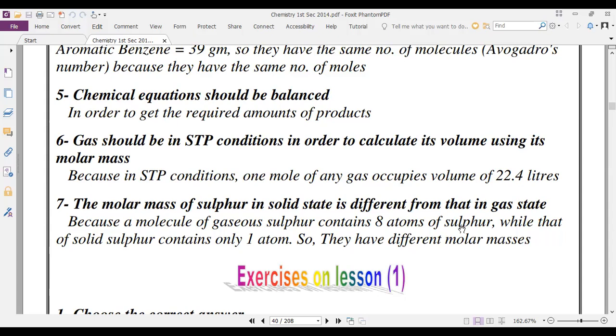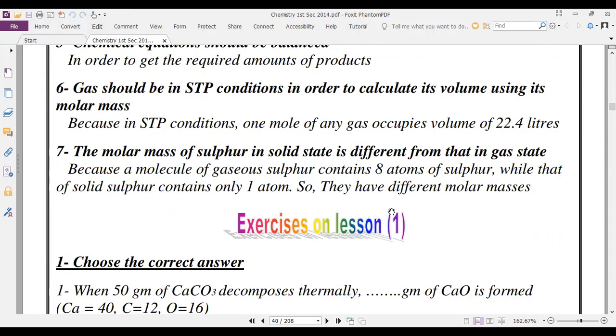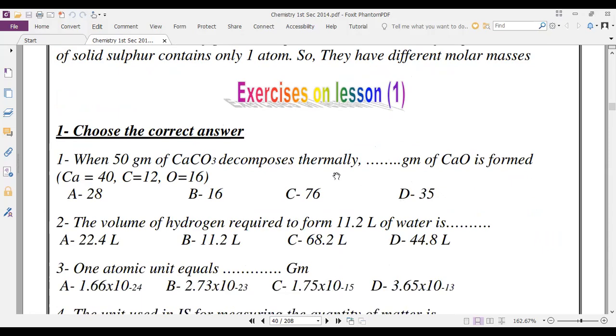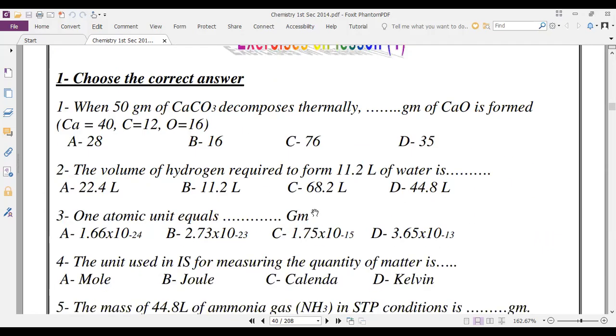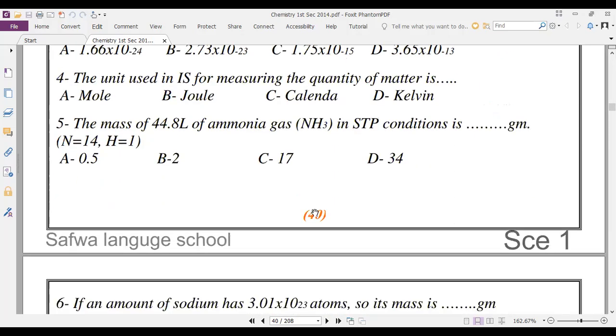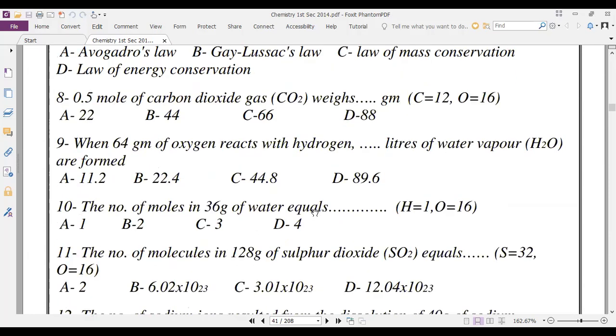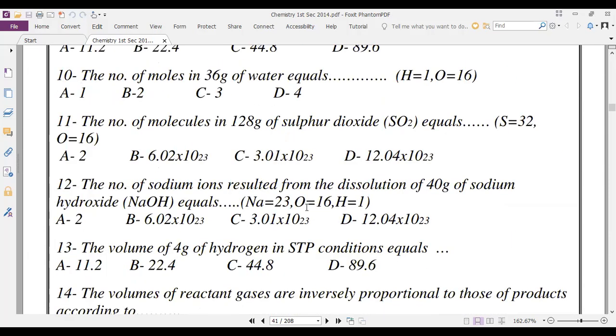The molar mass of sulfur in the solid state is different from that in the gas state because a molecule of gaseous sulfur contains 8 atoms of sulfur, while that of solid sulfur contains only 1 atom. So they have different molar masses. Yes, different molar mass. Okay, so I think that we finished this lesson. This exercise will be homework, inshallah, and we are going to revise this homework in the next session, which will be next Sunday, inshallah.